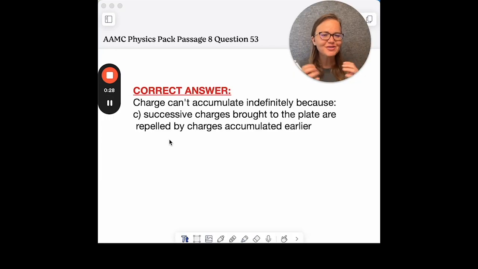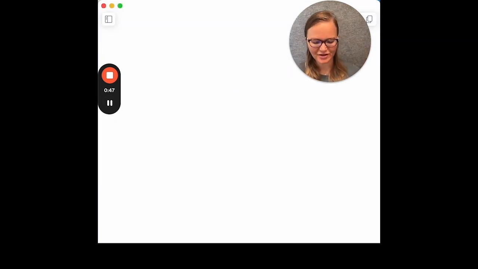So the correct answer choice here is going to be answer choice C, which says that charges can't accumulate indefinitely because successive charges brought to the plate are repelled by charges accumulated earlier. To understand why this is the case, you need to understand how a capacitor charges. So let's draw a super simple circuit here with the capacitor.